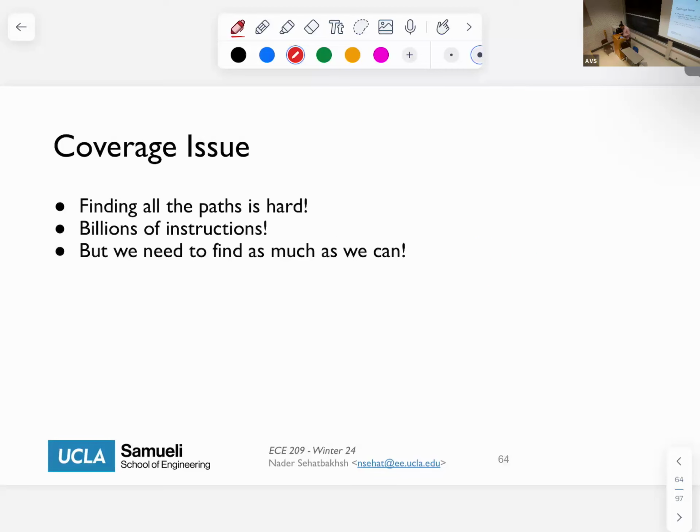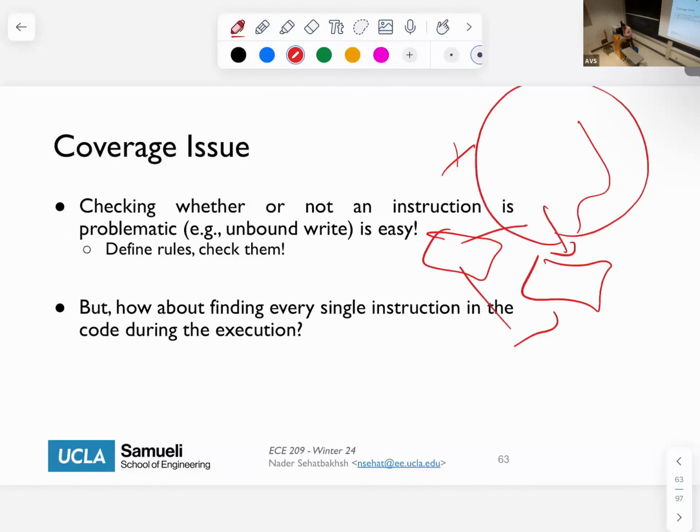Yeah. So does that mean, for the second bullet point in the previous slide, how about finding every path instead of every single instruction? Finding all the paths is hard, but finding whether one single instruction has been executed or not is a much easier problem, right? Because you can just follow the path and see whether that single instruction has been executed. It's just that the wording confuses me a little bit, because the first bullet point mentioned instruction, and the second bullet point also mentioned instruction.